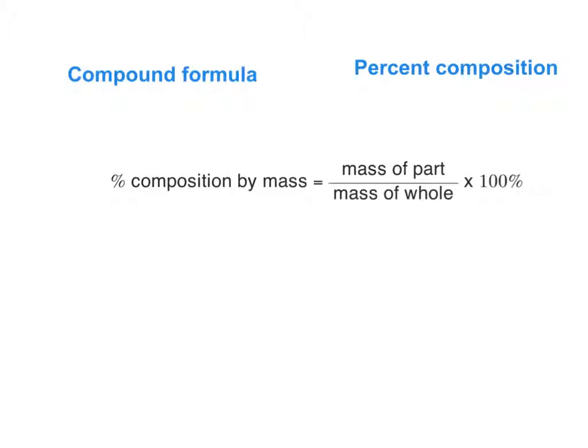If we have the compound formula, then we can always calculate the percent composition of that compound. We are using this formula: percent composition by mass is the mass of part divided by the mass of whole multiplied by 100%. So let's calculate the percent composition of 1 mole of water.